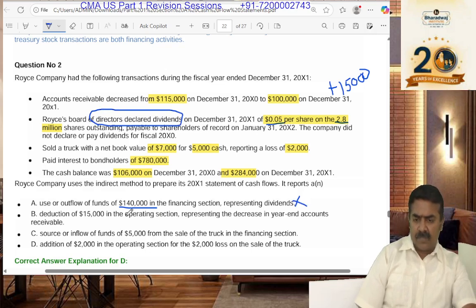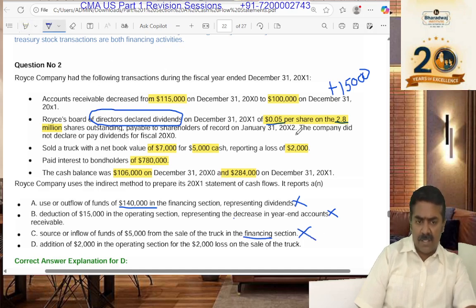Okay. Accounts receivable decreased. We will add, so it is not a deduction. So this is also not an answer. This is also not an answer. 5,000 from the sale of truck. In which section does the 5,000 sale of truck come? It is an inflow of funds, but not in the financing section. It will come in the investment section. This is also not an option. What is the correct option?